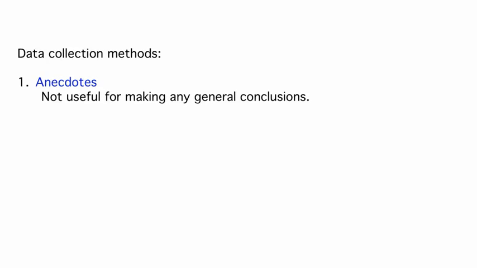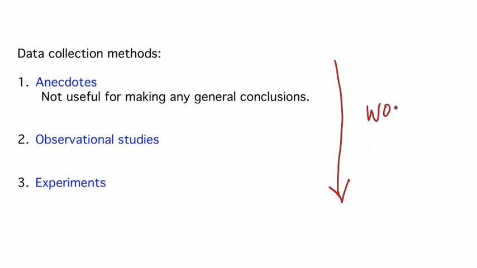Two other and better methods of data collection are observational studies and experiments. The advantage of an experiment over an observational study is the strength of the causal conclusions we can make. I've ordered these methods of data collection from worst to best in terms of the strength of the conclusions. We'll talk about experiments in more detail in another video and focus on observational studies for the rest of this one.